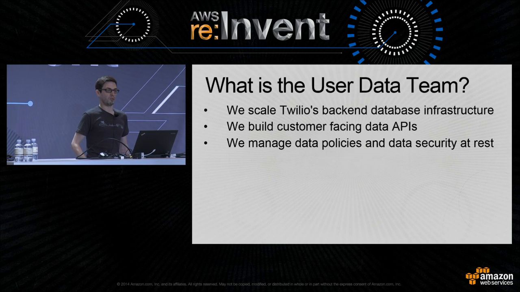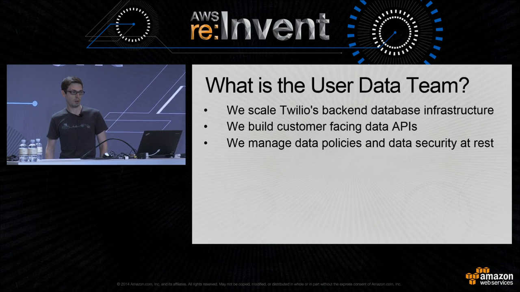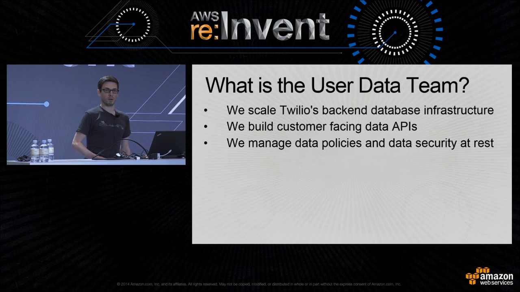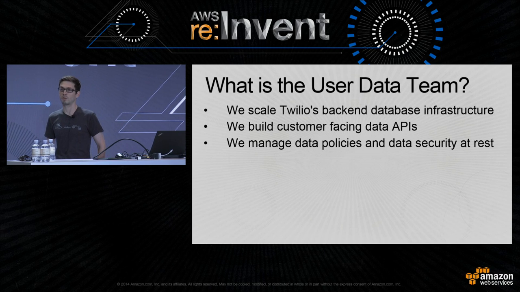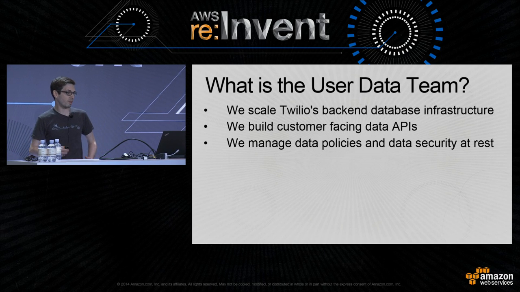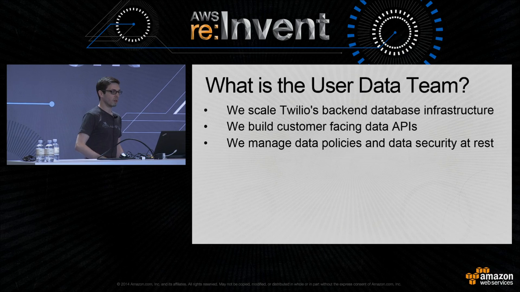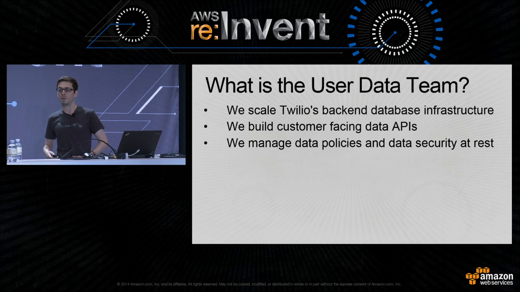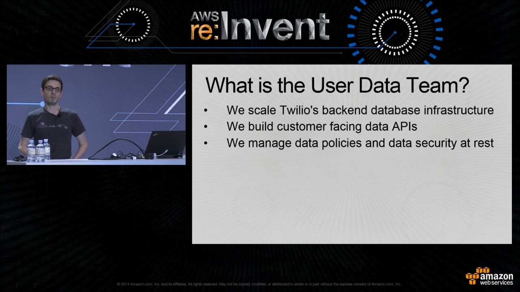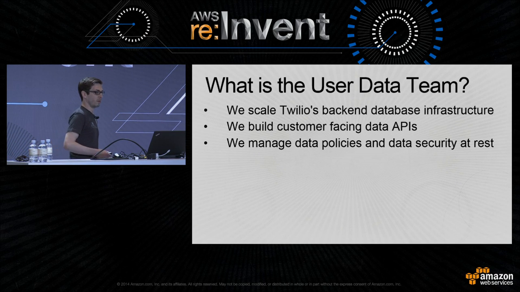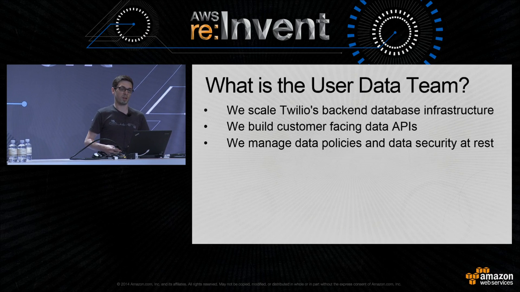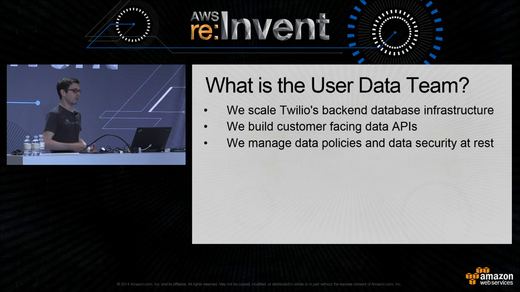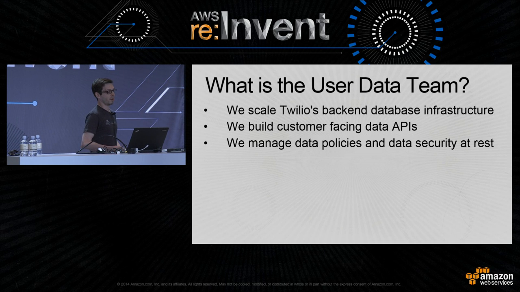So what is the user data team at Twilio? We have 3 primary responsibilities. The first is that we scale and manage our backend database infrastructure. These are all the databases that store all of our customers' historical call and messaging data, as well as some other data at rest. On top of that infrastructure, we build customer-facing data APIs. So if you make a request to the Twilio API to get your call or message history, our backend service is actually what fulfills that request. And then finally, we manage all of the data policies and the security around that data at rest.